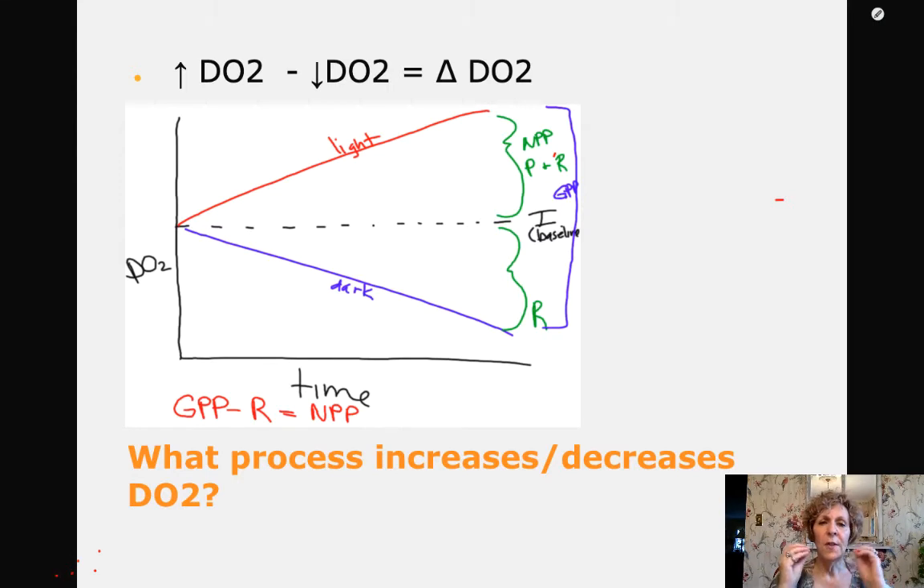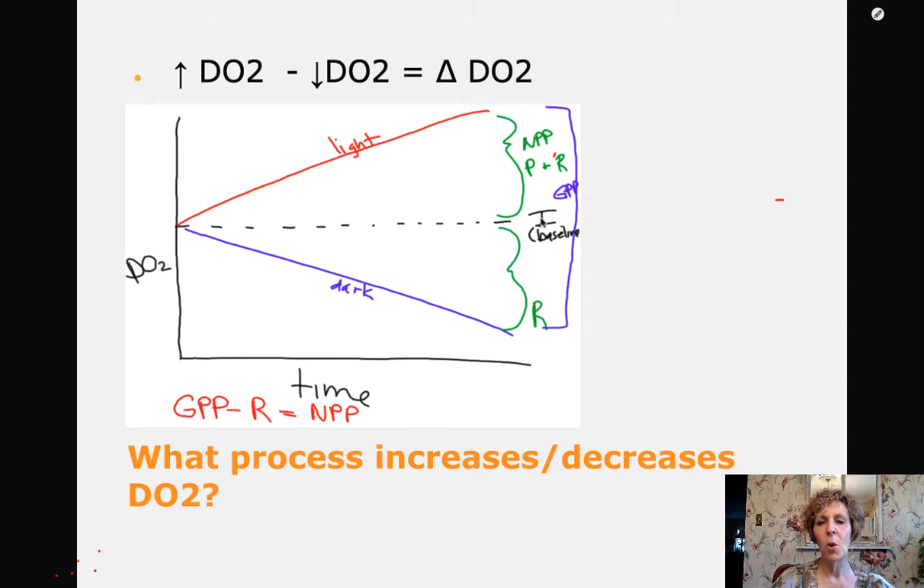So I want you to think about how you can change dissolved oxygen. What conditions would make dissolved oxygen go up and what conditions would make it go down? And so what we're going to be looking for is our change in dissolved oxygen here.